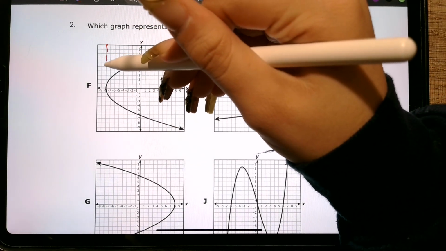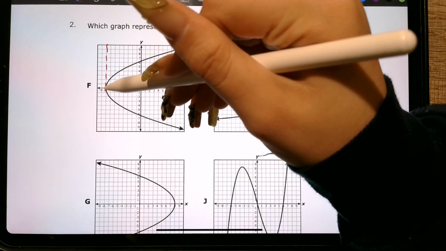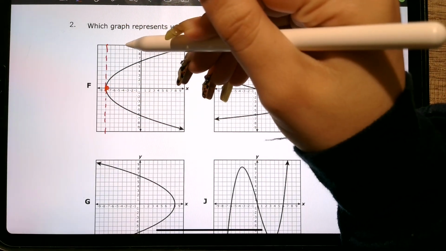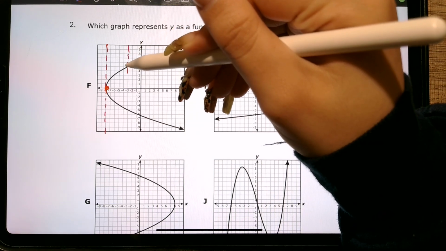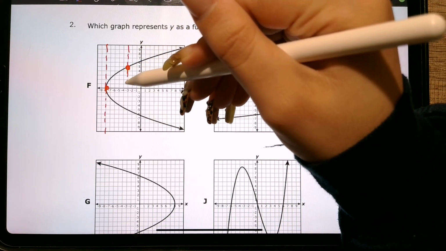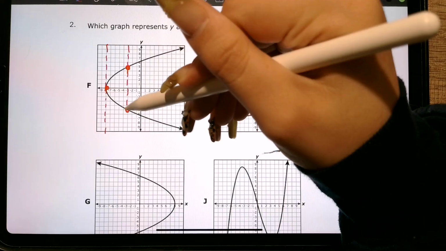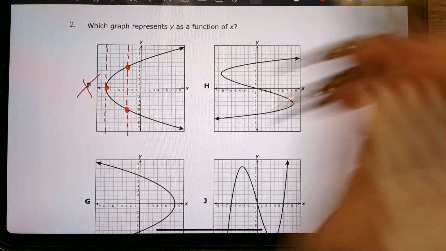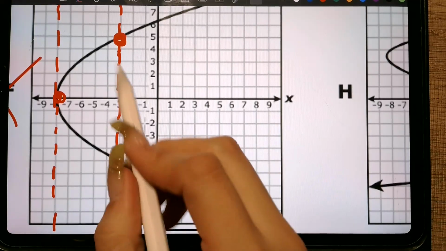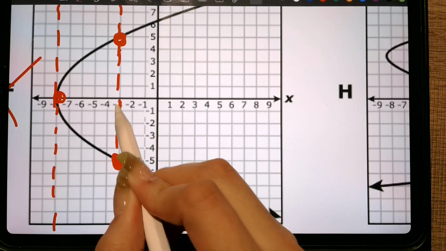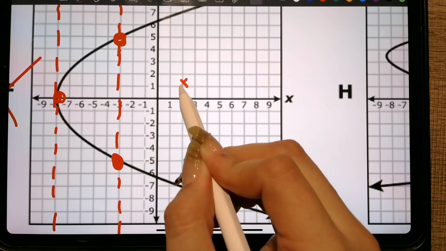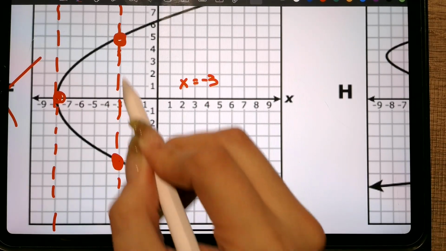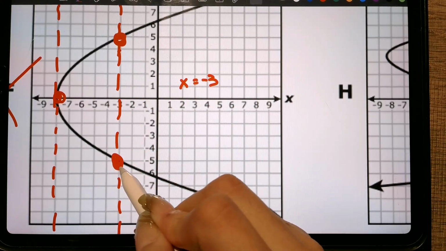If I do my vertical line test here, well, it's only hitting at 1 point. So let's try it somewhere else. Let's try it here. Okay, 1. 2. This is not a function because the input, if you can see right here, this is -3. So when x is -3, it's having the output of 5 and the output of -5.